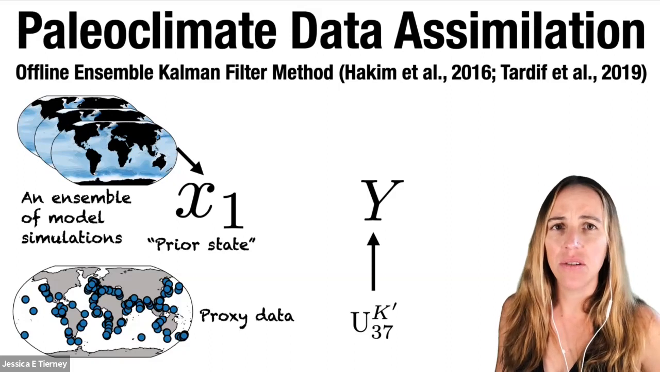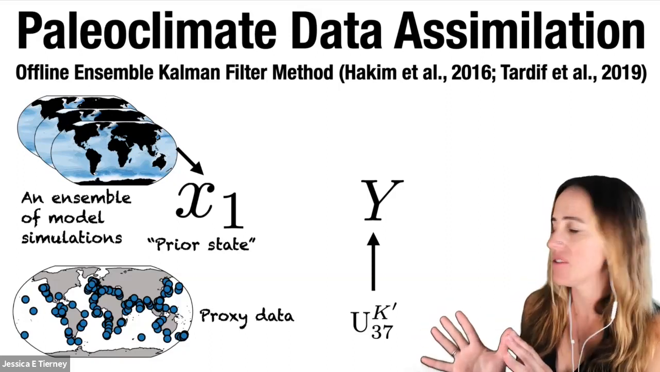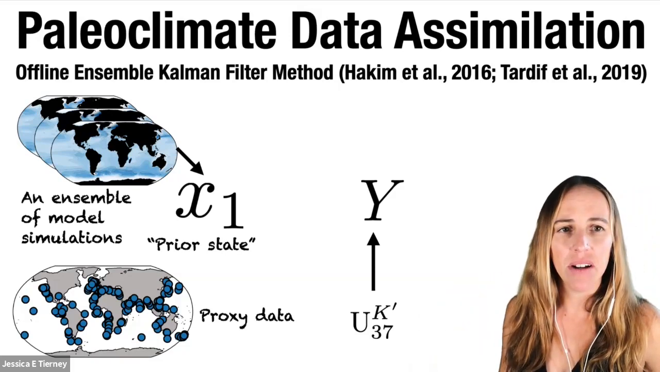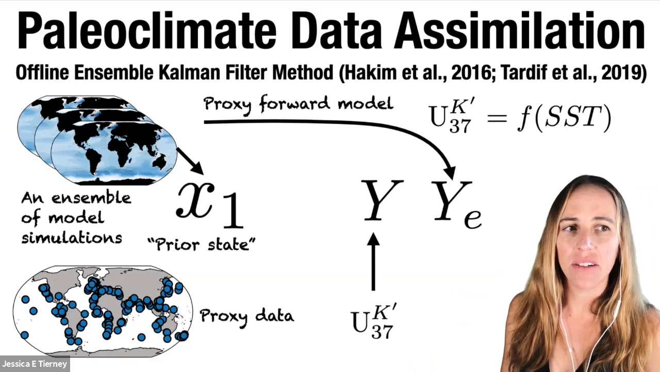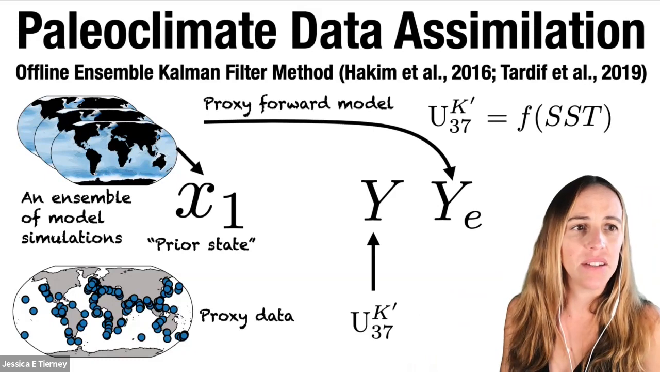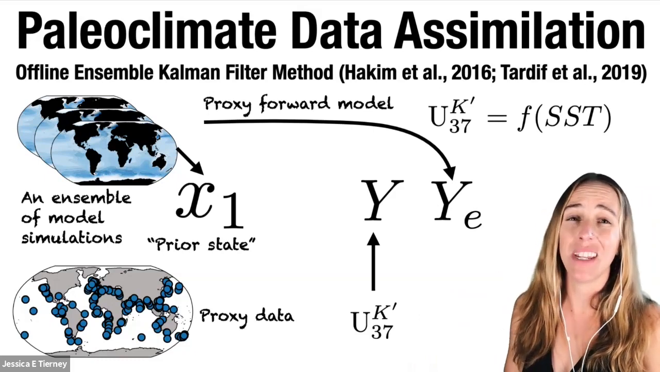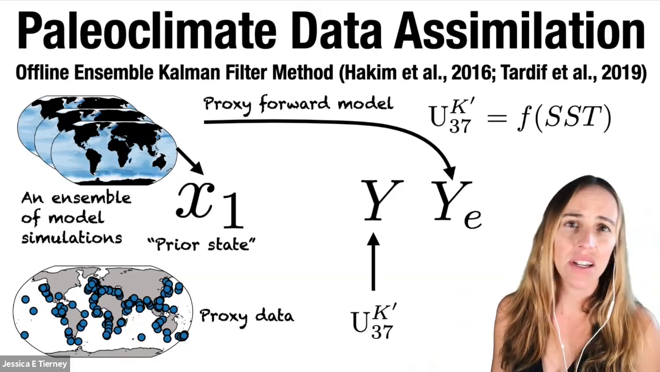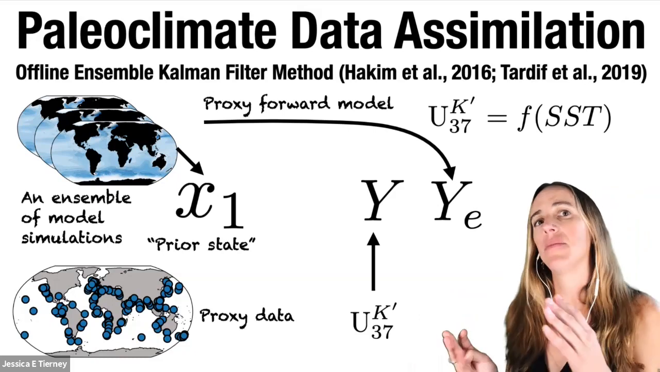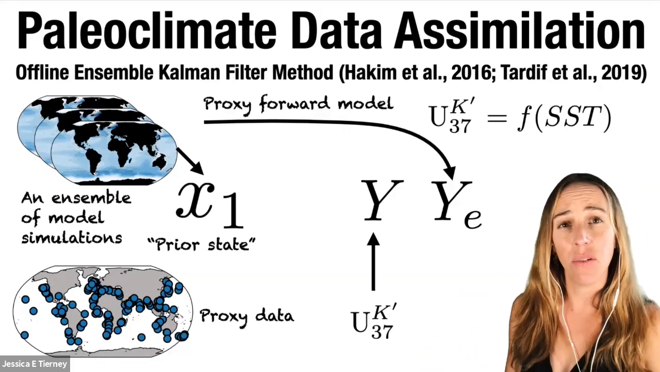We're going to compare the observed proxy value. So in this example, let's just take a UK37 value and compare it to what the model says UK37 should be for the same location in the model grid space. This comparison between y and ye, which is an estimate of the proxy, actually takes place in the native proxy units. And we translate from, in this case, SST to UK37 using a forward model.